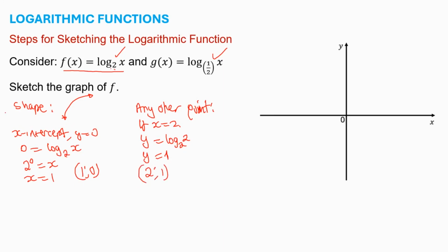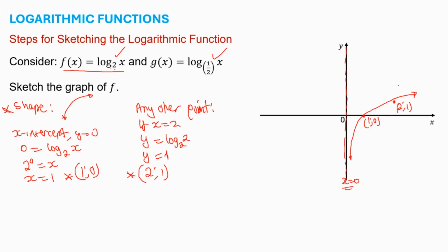So with these three, we can easily sketch our graph, right? The shape, we know how it's going to be shaped. The x-intercept is (1, 0), and then any other point is (2, 1). Let's put it here. This is (2, 1), and then with the shape now, it's going to be like this. This is the logarithmic graph, and then this is the asymptote for the logarithmic graph, x is equal to 0.